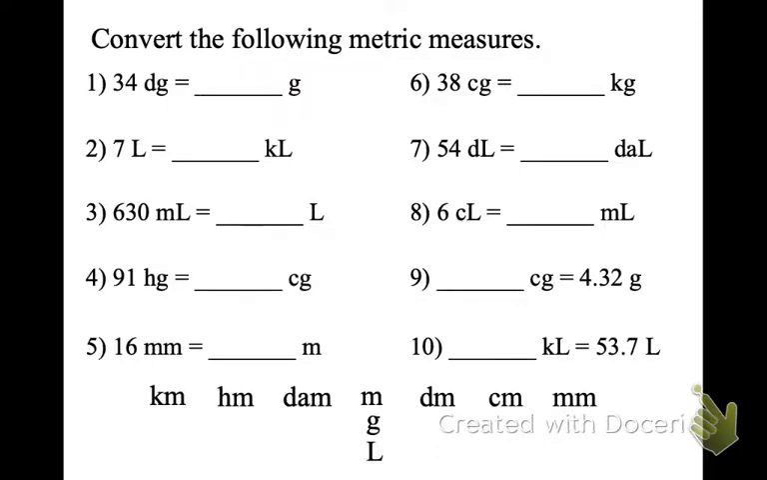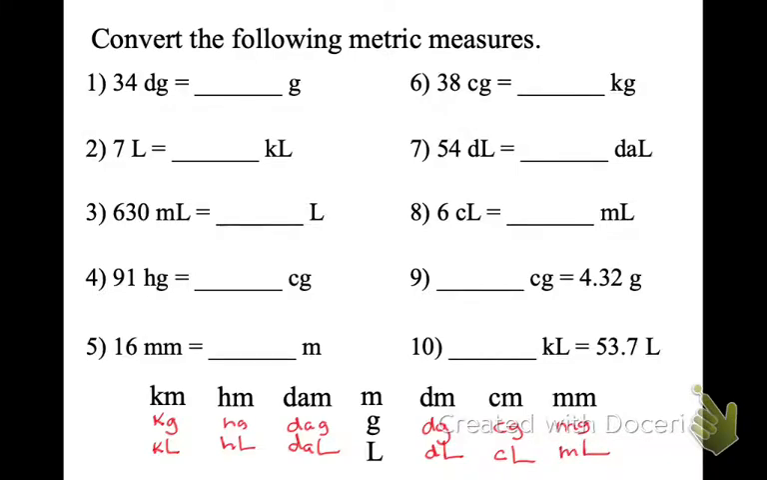Let's see. Yeah. So we've got basically, sorry. All right, so let's get started. Let's try it. We're going from the DG. Let's just do that. DG, CG, MG, DAG, HG, KG, and then we've got liters. KL, HL, DAL, capital L, DL, capital L, CL, capital L, ML.